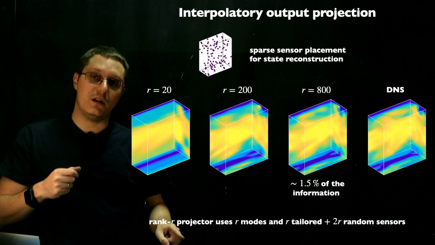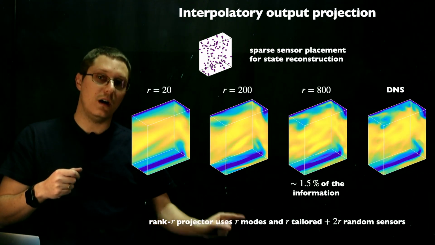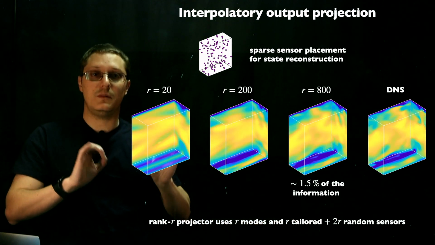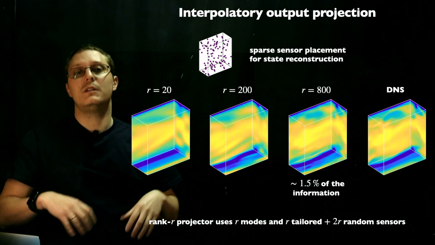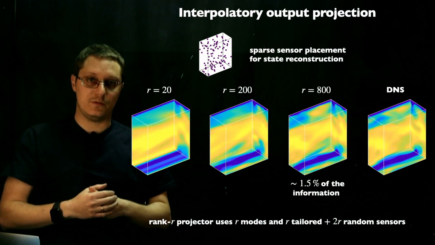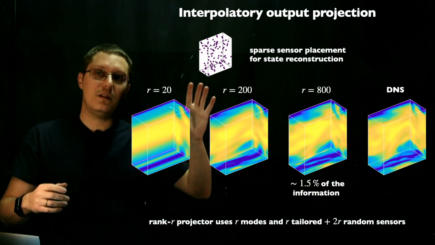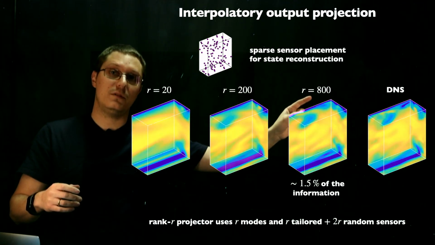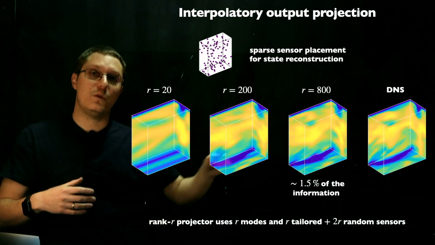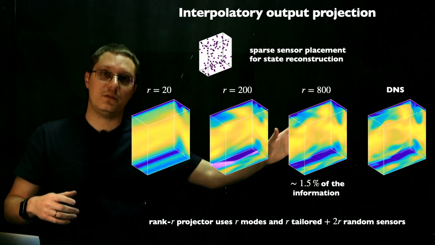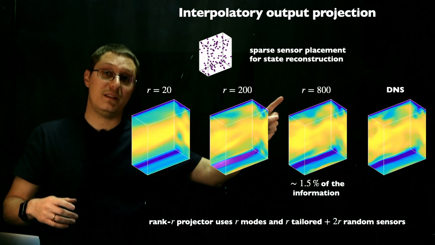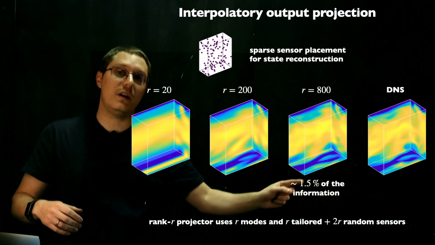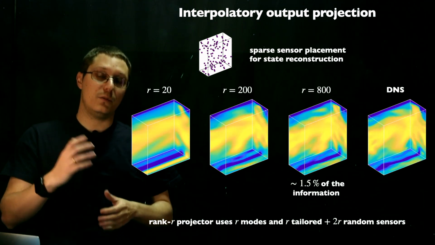Okay, and for a rank R projection, I'm using R modes. I'm using R sensors that are strategically placed, and I'm complementing these with 2R random sensors to improve the reconstruction. So here we have 60 sensors, 600, and 2400 sensors, which may sound like a lot here. So in this case, the reconstruction is quite good. You might think that 2400 sensors is a lot, but it's still 1.5% of the information of the full state.